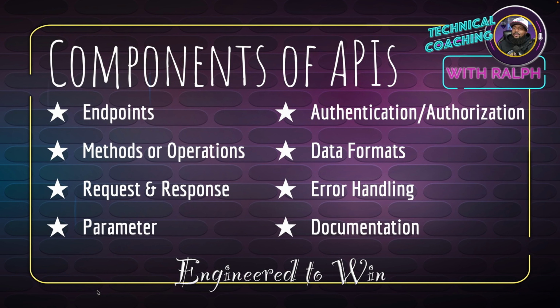What are the components of an API? So an API contains, and we're going to get into each one of these individually, but let's just go high level real quick. APIs can consist of endpoints, methods or operations, request and response. We touched on that a little bit. Parameters, authentication/authorization, data formats, error handling, and of course, we can't live without documentation.